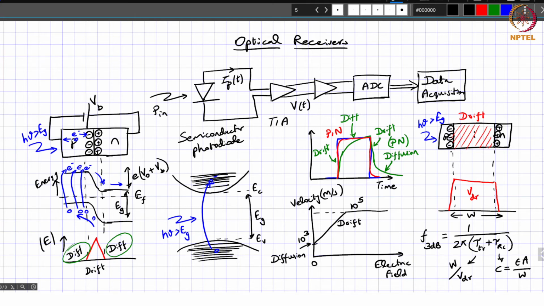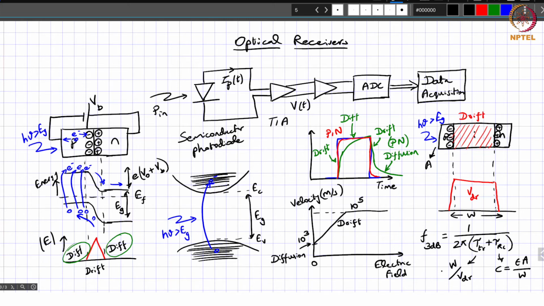W once again is the width of this I region, which almost is the width of the PIN. It can be approximated as the width of the PIN junction diode because the P and N regions are relatively small compared to the I region. So that's what's in the denominator, and A is the area over which this light is incident. So that's the cross-sectional area that you have for this photodiode.